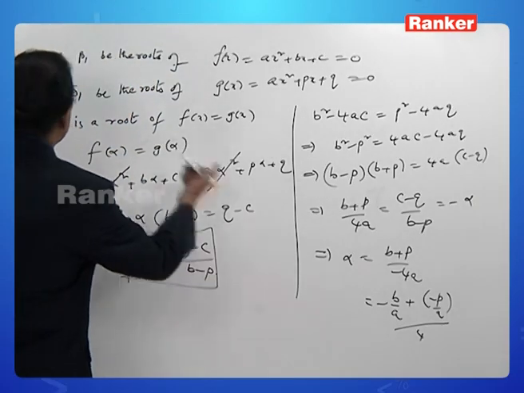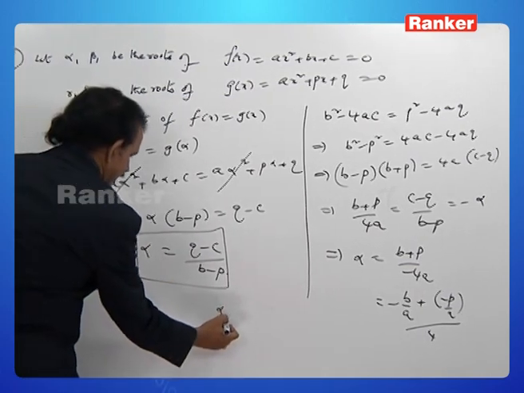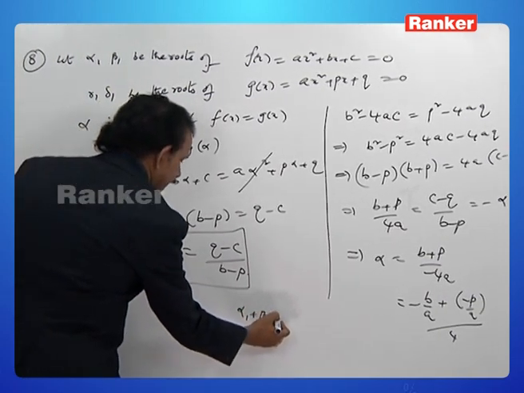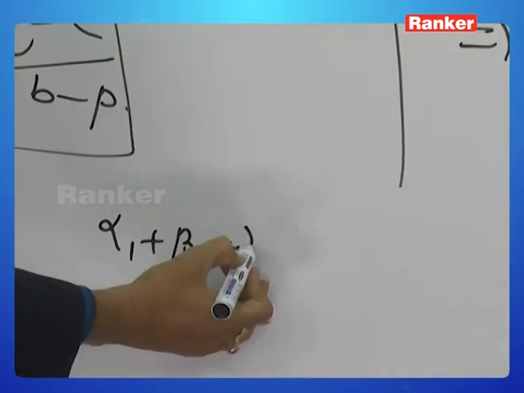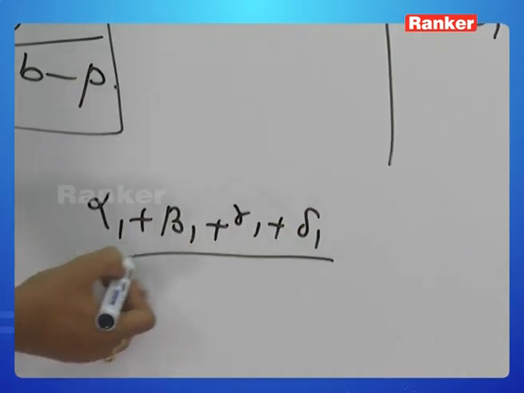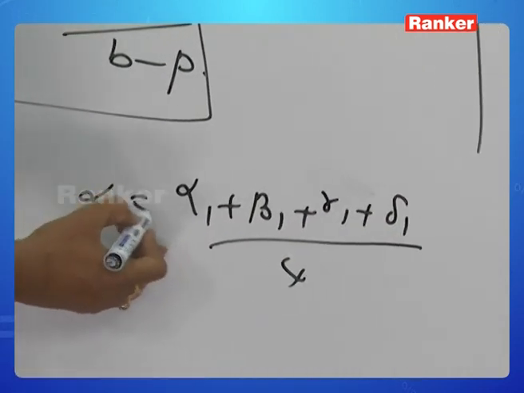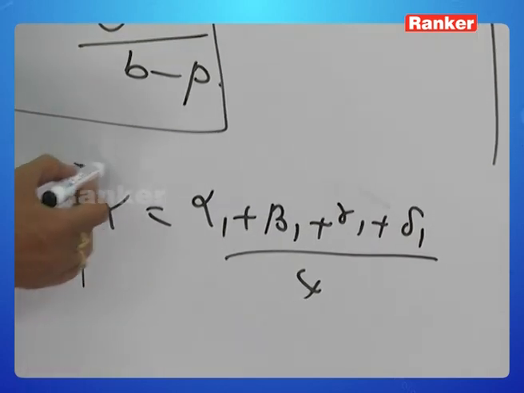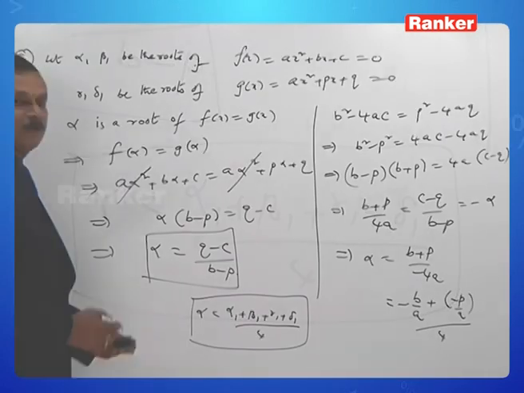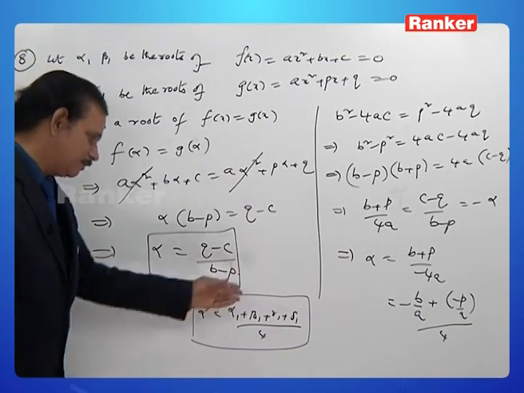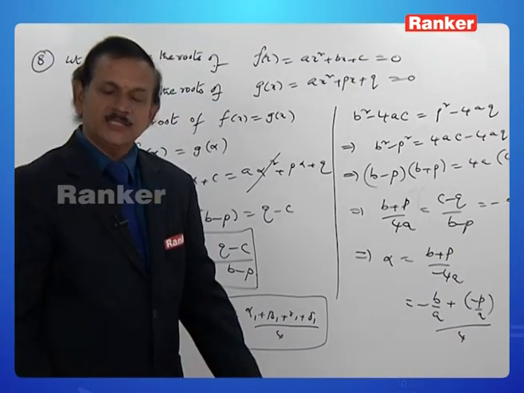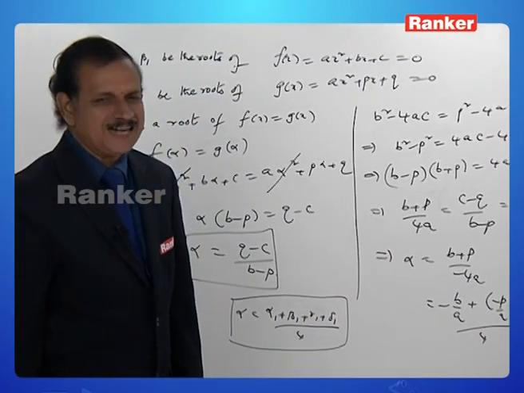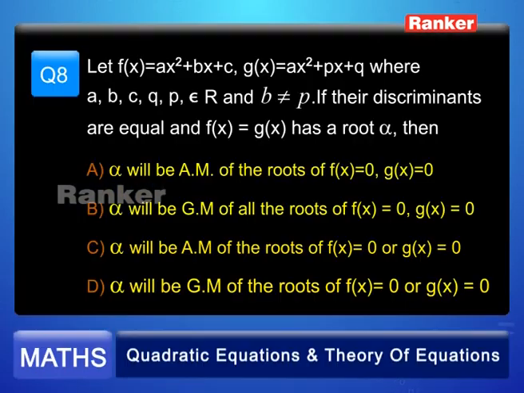But what is minus b by a? Alpha 1 plus beta 1. What is minus p by a? Gamma 1 plus delta 1, by 4. Alpha is equal to alpha 1 plus beta 1 plus gamma 1 plus delta 1 by 4. That is the arithmetic mean of all the roots of f of x equal to 0 and g of x is equal to 0. Therefore, what is the correct option? Option A is the right option.